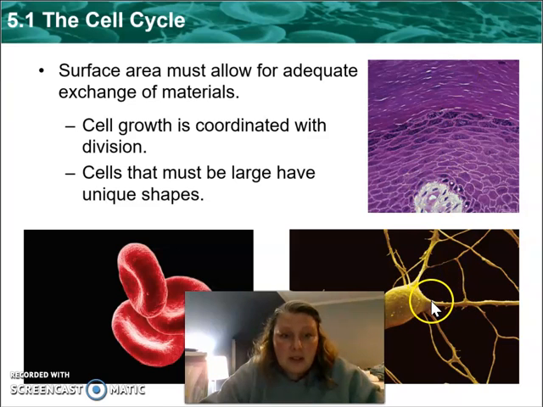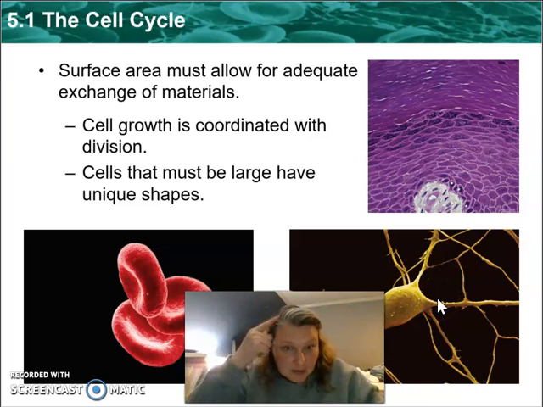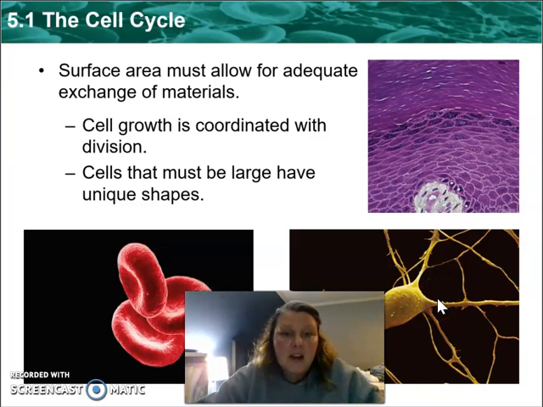The other cells that are quite large that have unique shapes are your nerve cells. These are cells that run from your brain all the way to your toes. So they are normally long and stringy, and this allows them to send those messages from your brain to your toes and your toes back to your brain.